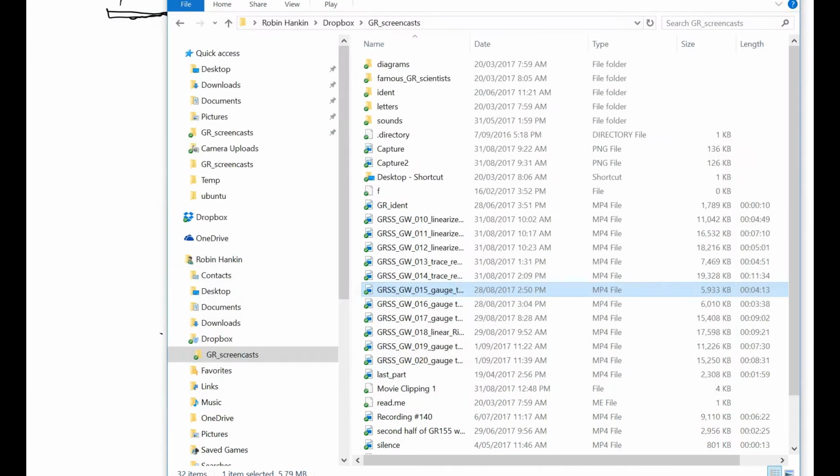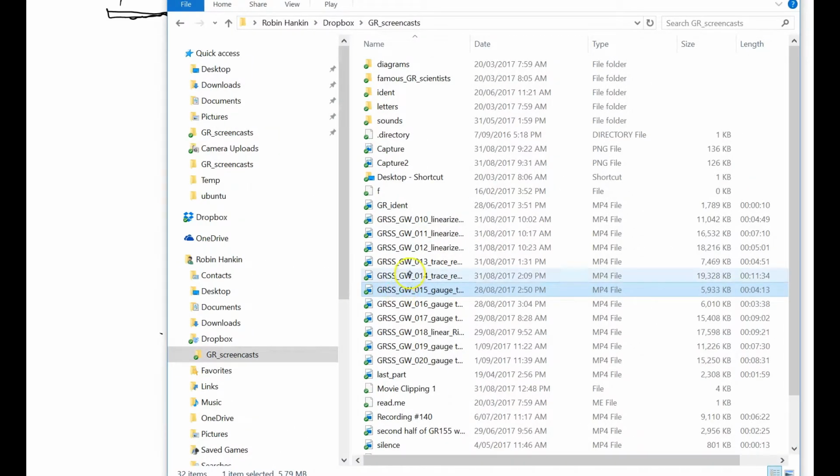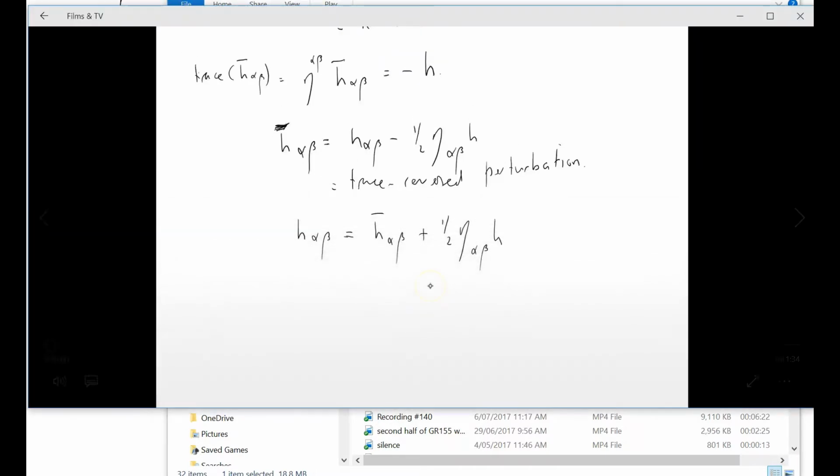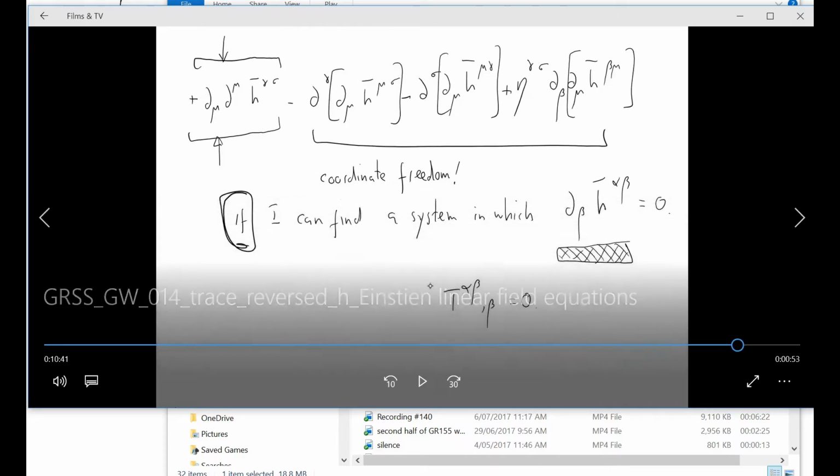No, that was number 15. Let's try again. Number 14, general relativity. Right to the end here.